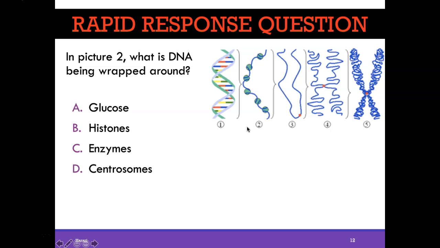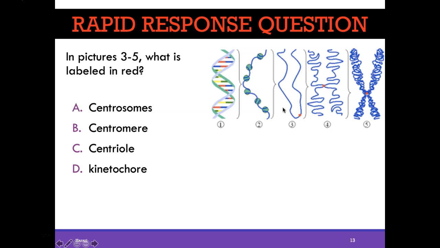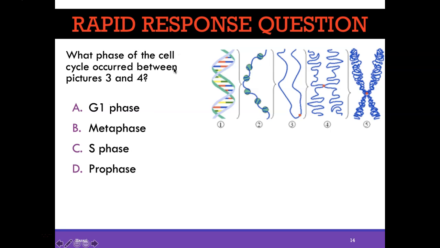In picture 2, what is DNA being wrapped around? I just said this. The answer is B, histones. What is labeled red in these pictures 3 through 5? So pause here. The answer is B, these are centromeres. What phase of the cell cycle occurred between pictures 3 and 4? So please pause here. The answer is C, S phase, right? Here we had one DNA molecule, and then in S phase, DNA polymerase copies the entire thing, so we have 2 copies.